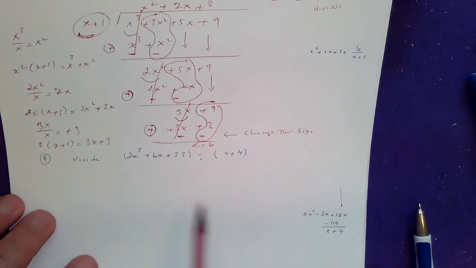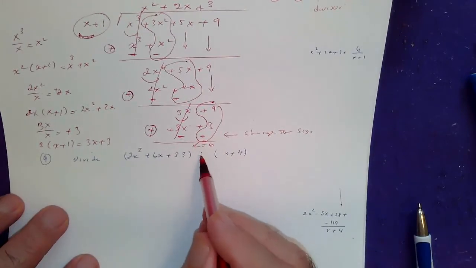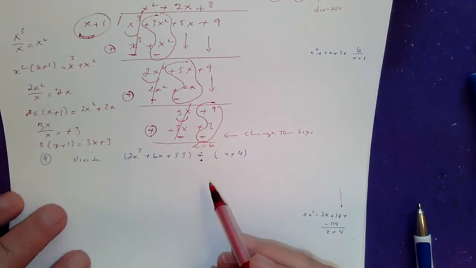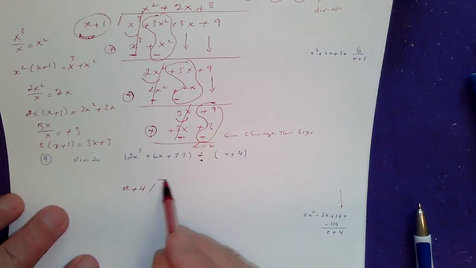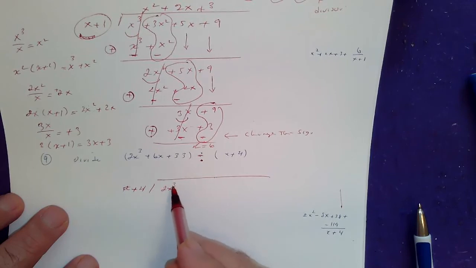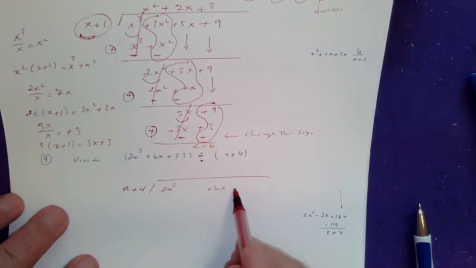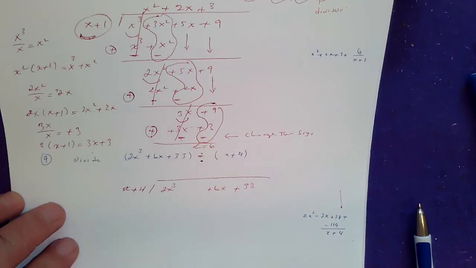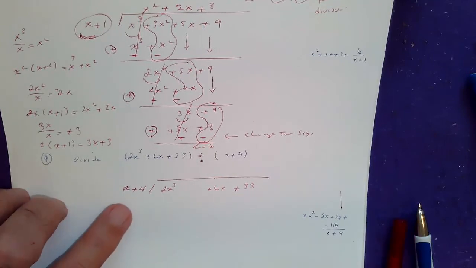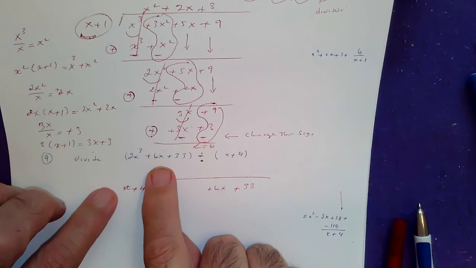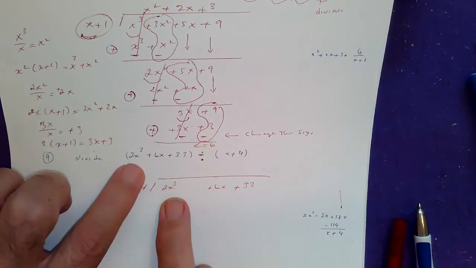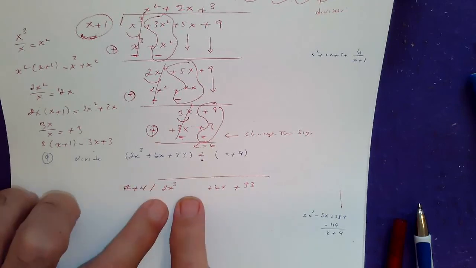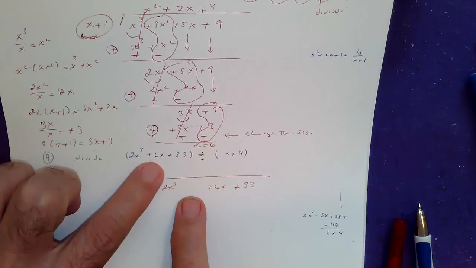There are times when the problem shows up as the good old division sign, which we have learned in basic math. That just means, take x plus 4, divide it into 2x cubed plus 6x plus 33. The reason I brought this problem up, notice x squared is missing, so I put a space between 2x cubed and 6x, just to remind myself that the x squared term is missing.